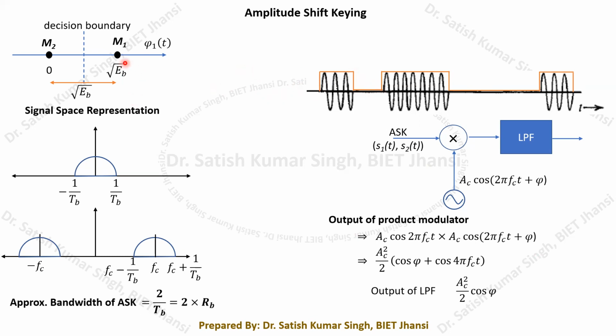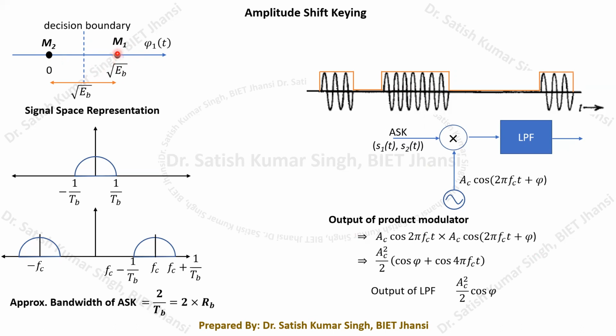So generally, in between these two message points, we need to have a decision boundary, because while receiving the signal, we are not going to get exactly this amplitude root EB. Rather, this magnitude is either less than root EB or greater than root EB, depending on the type of channel and the amount of noise that is added. So there may be certain variations around this message point signal M1. This will be our decision boundary in the middle of these two.